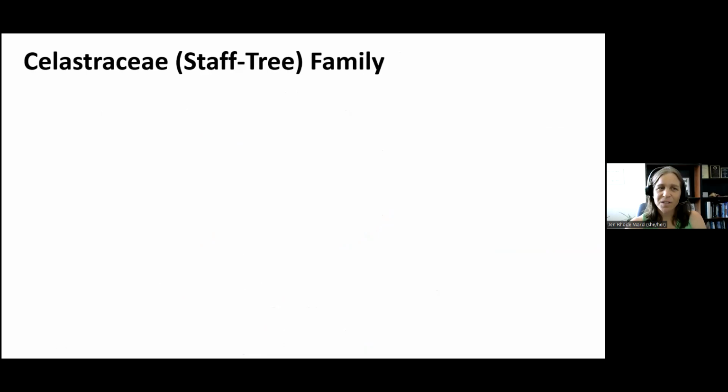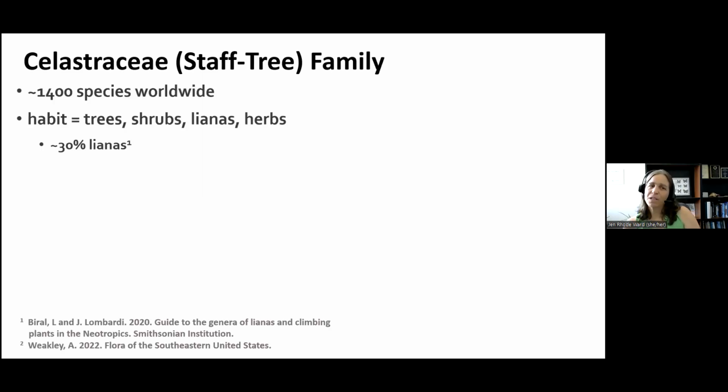So I want to talk to you first about the Celastraceae or staff tree family to which Asian bittersweet belongs. There are about 1,400 species worldwide in this family. That's the latest number. The habit of plants in this family, they can grow as trees, shrubs, lianas, and herbs. Lianas are woody vines, and a lot of plants in this family include woody vines. And the Asian bittersweet that we'll talk about today is a liana, a woody vine.